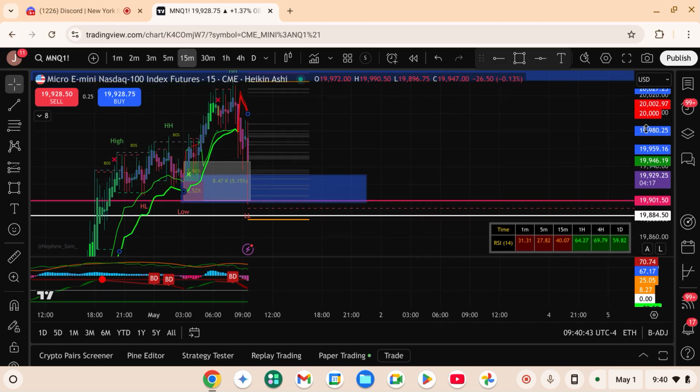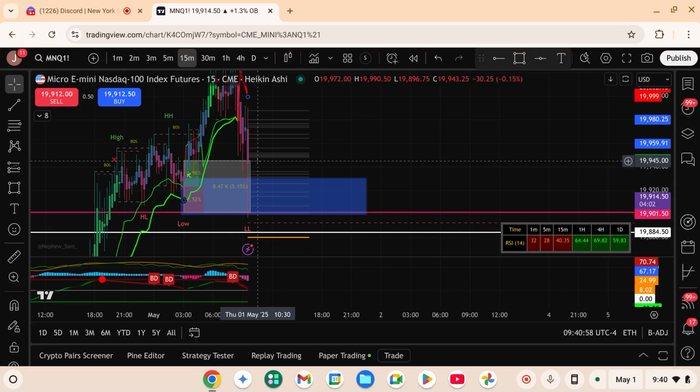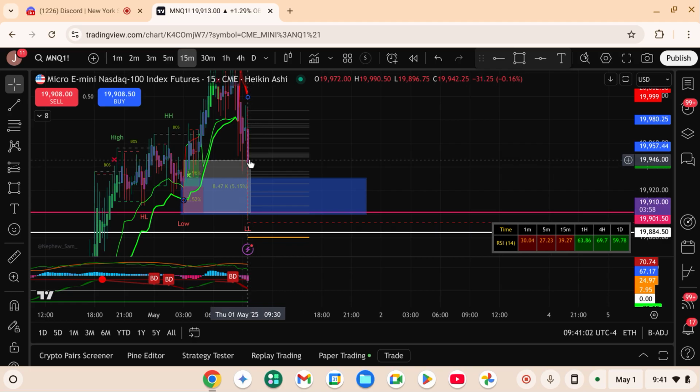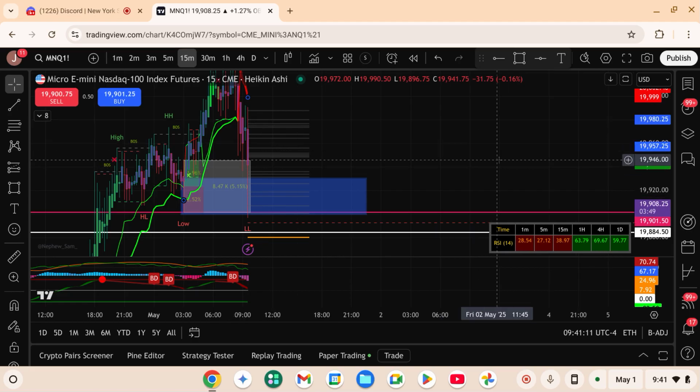But if you look here, if I zoom in, you see that right here, it's trying to close above the order block. Okay, now it's pushing back inside it. Anytime you see something like that that's not trying to close inside the order block, you want to just wait and let the next candle start to open.